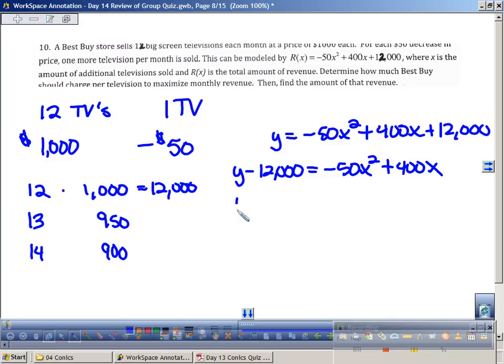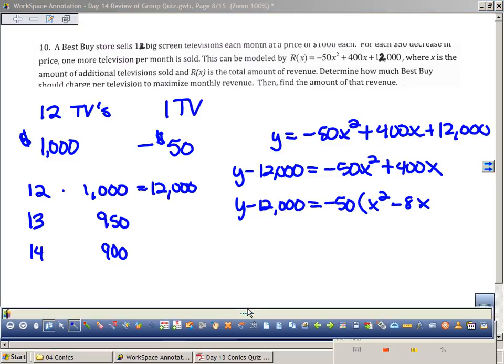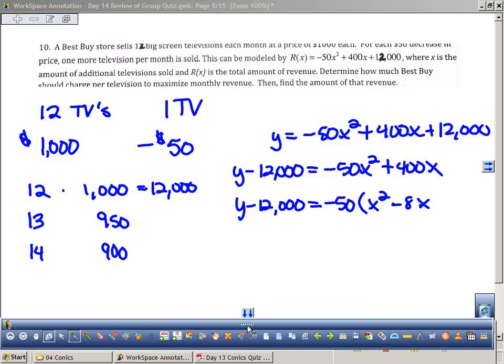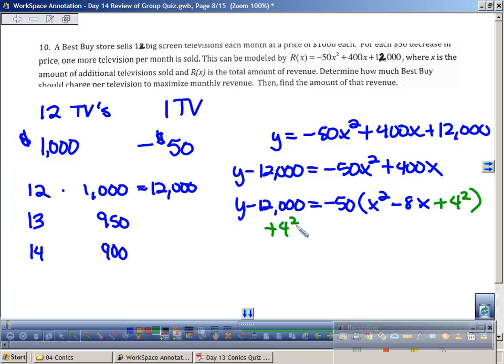All right. So now I'm going to pull out a negative 50. When I pull out a negative 50, I get x squared minus 8x. What could I add to complete the square? 4 squared. So am I adding 4 squared over here? Adding 16? What did I forget? Negative 50 of them. What's negative 50 times 16?